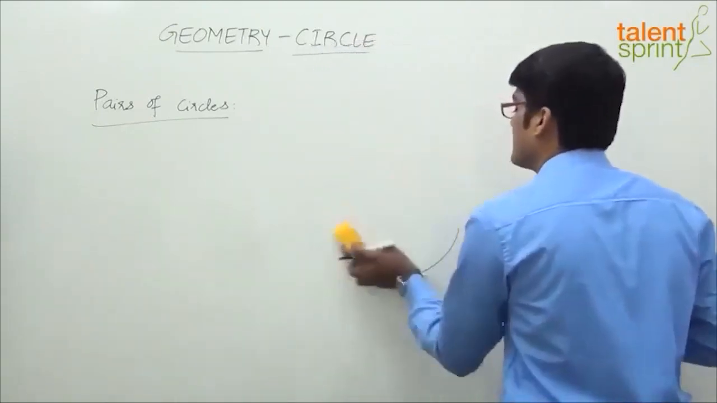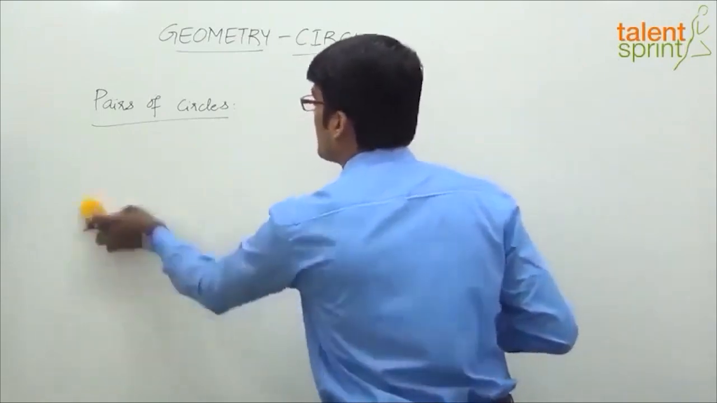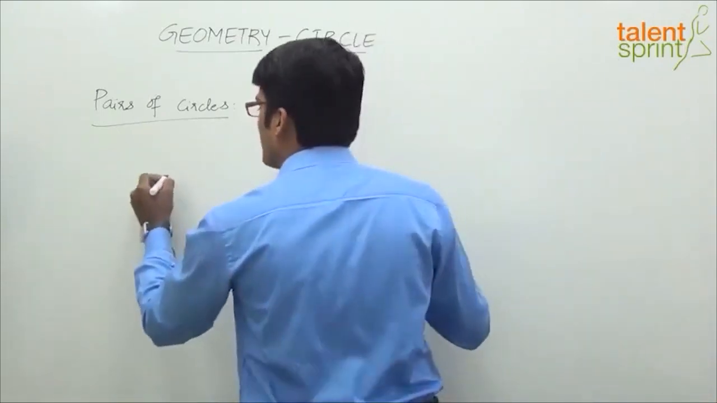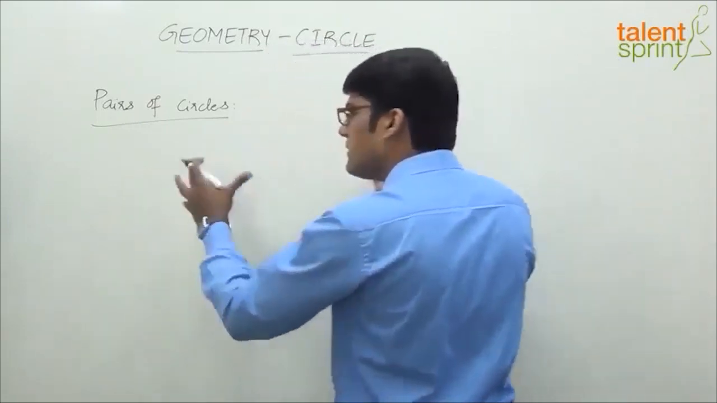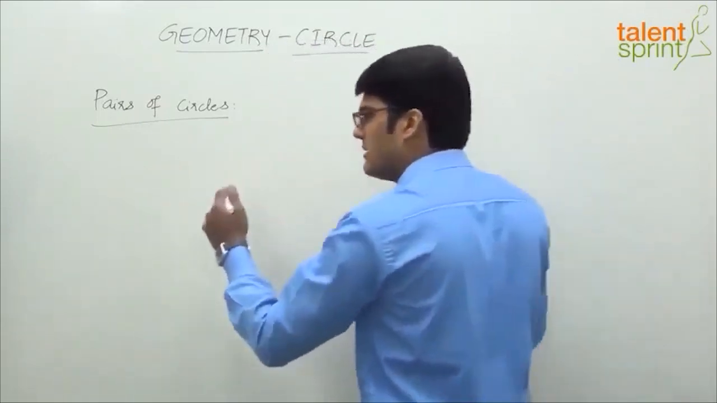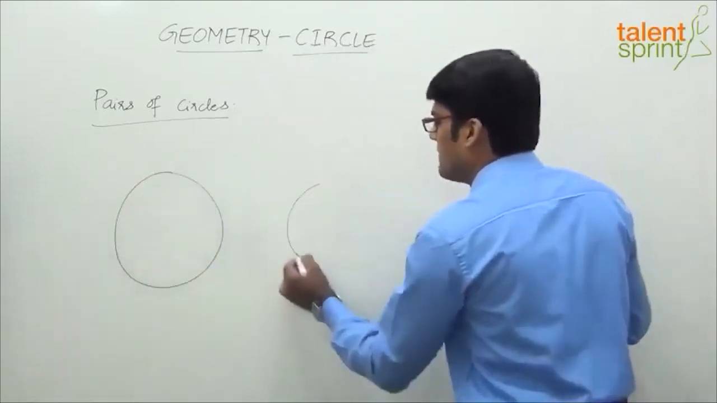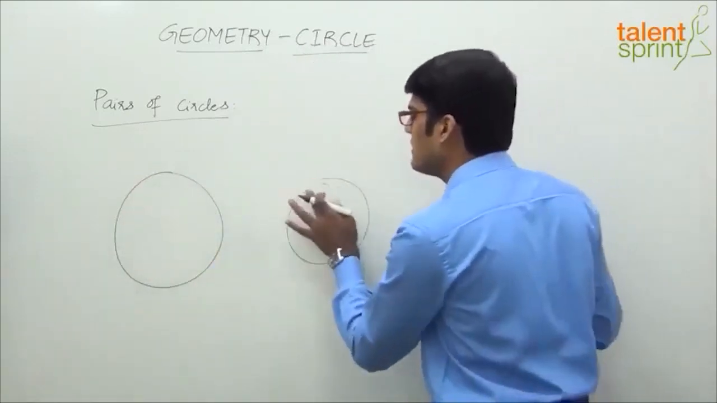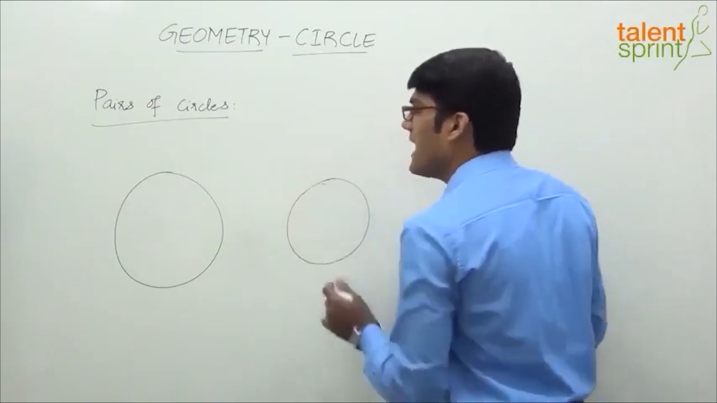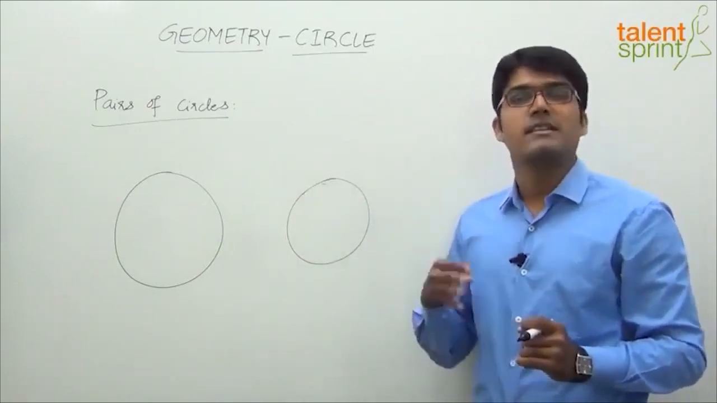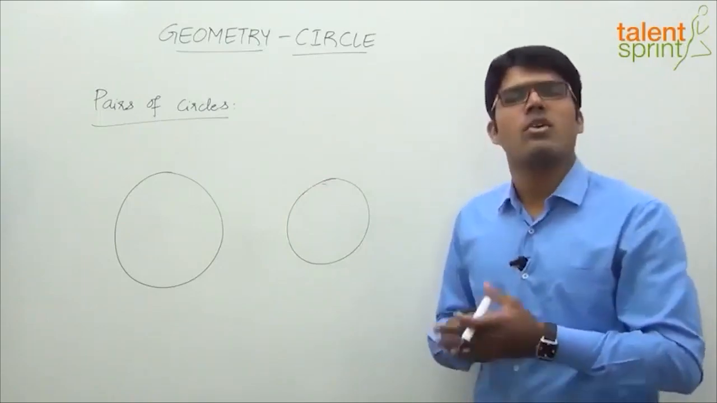Now let us understand what are the different types of tangents that we get in the case of a pair of circles, right? So let's consider an example where we have two circles which are not touching each other, which are at a distance from each other. So this is circle 1, and here we have circle 2. In a given pair of circles, we'll have two types of tangents. One is called a direct tangent, the other is called a transverse tangent or a cross tangent.